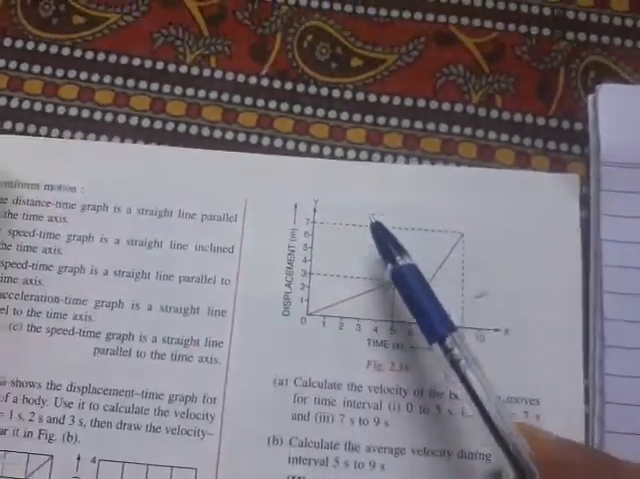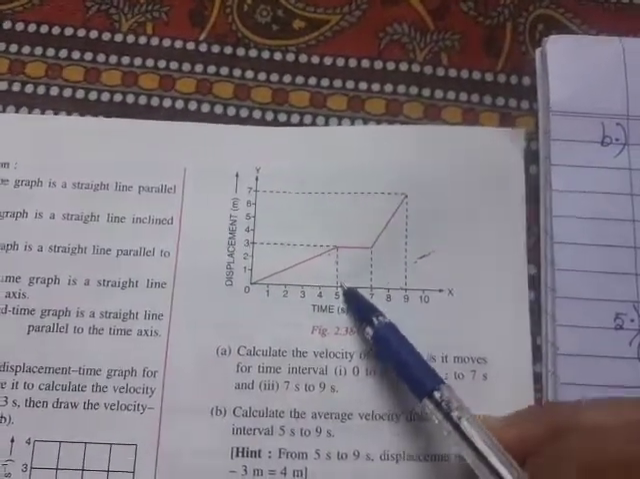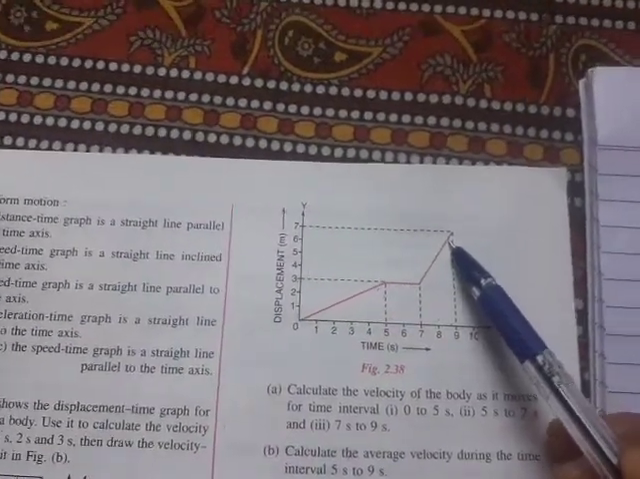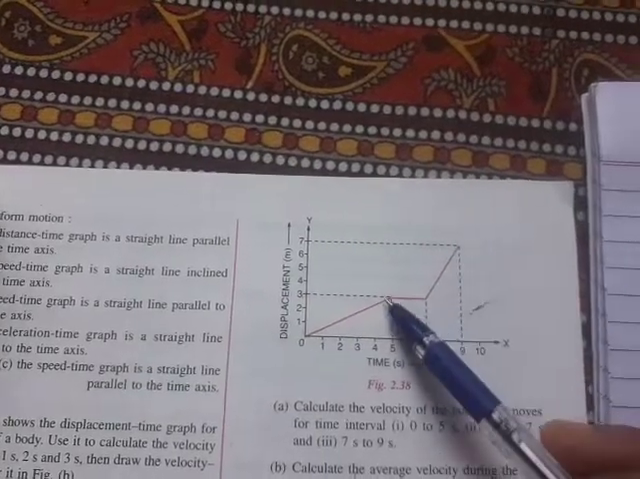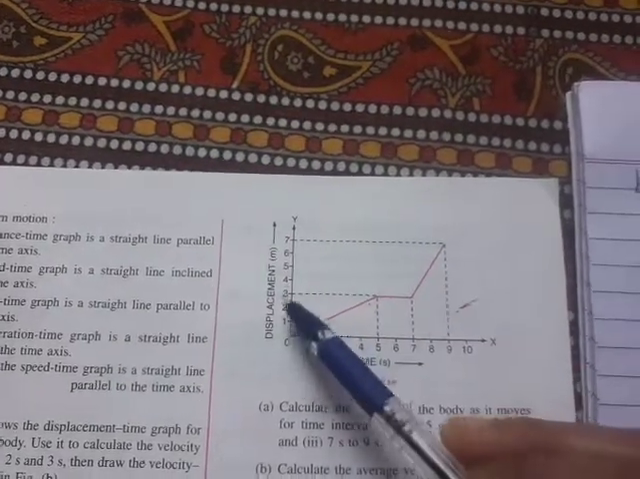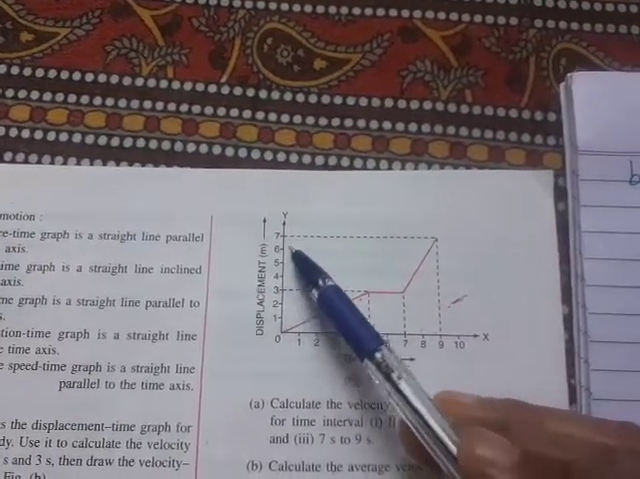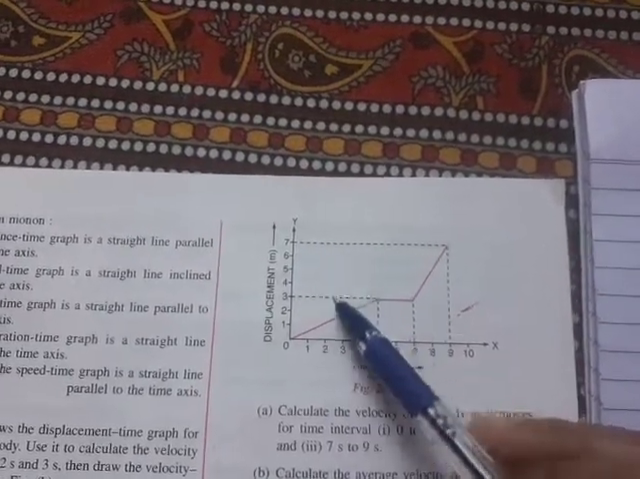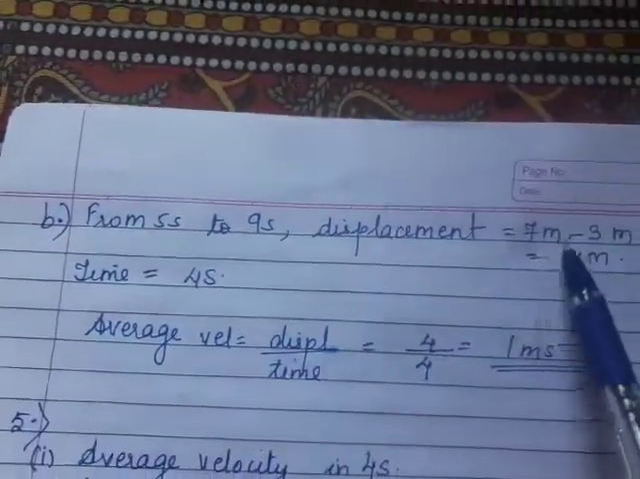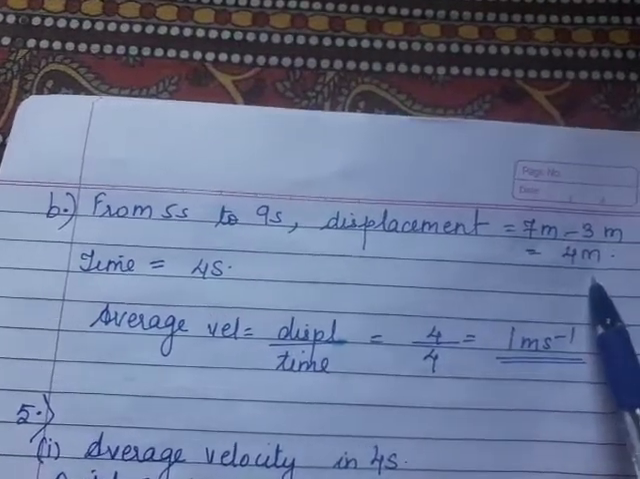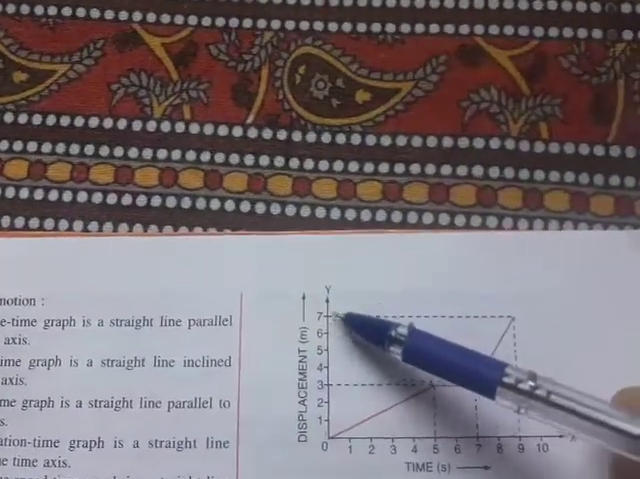So let us see average velocity from 5 to 9 seconds. Now here 5 to 9 seconds. Okay, so first of all, from 5 to 9 seconds, how much is the displacement traveled? So we will say 1, 2, 3, 4. So how much is the distance? Or else I have done it like this also. 7 meters minus 3 meters will give you 4 meters. Like this also you can do.